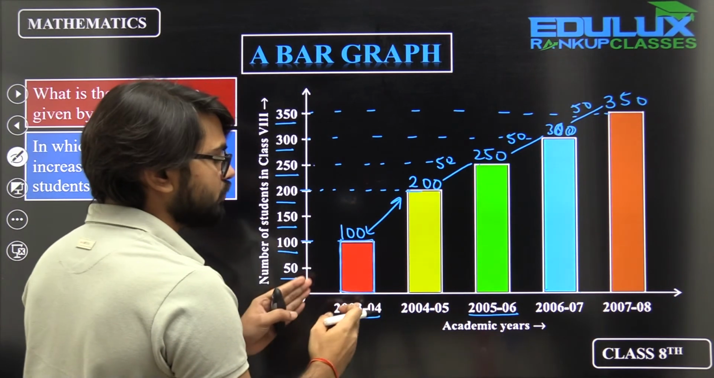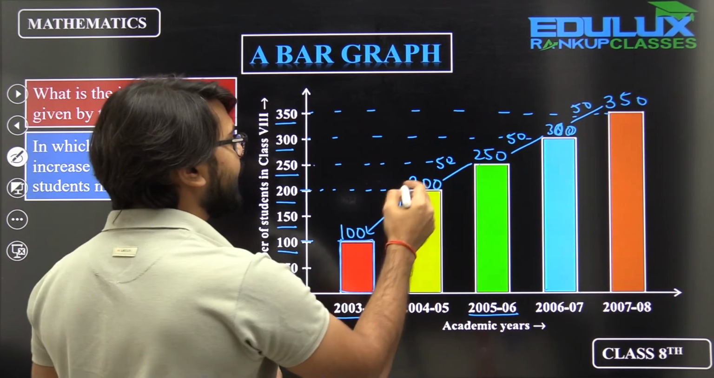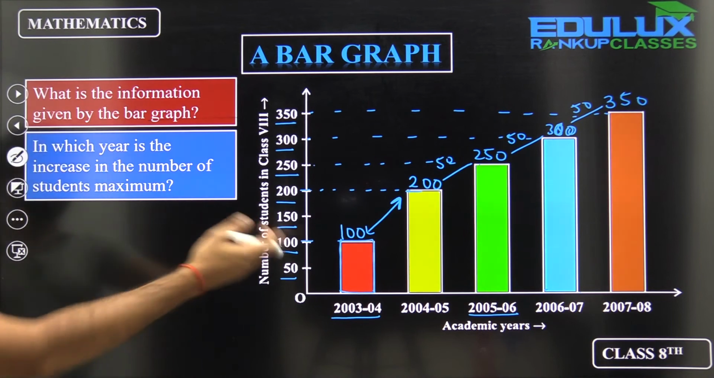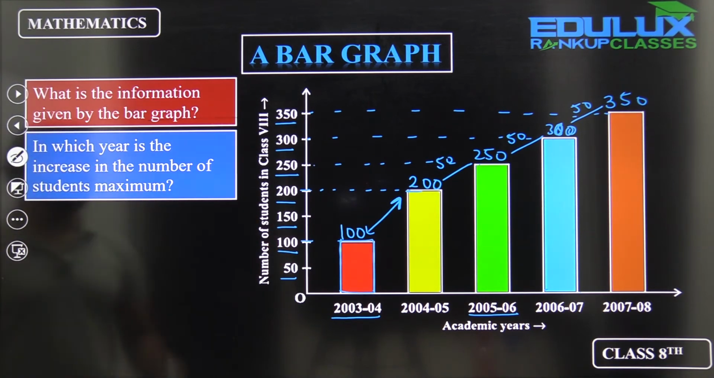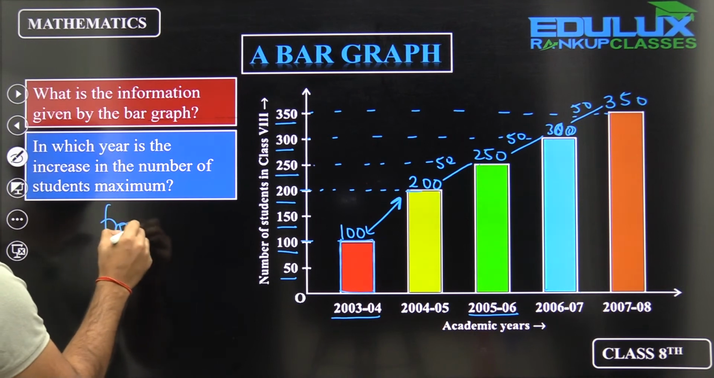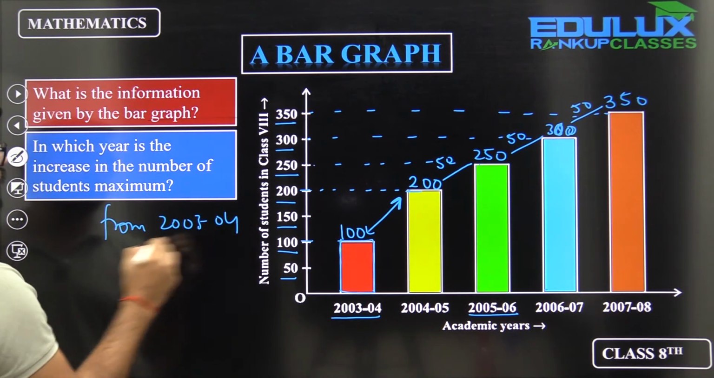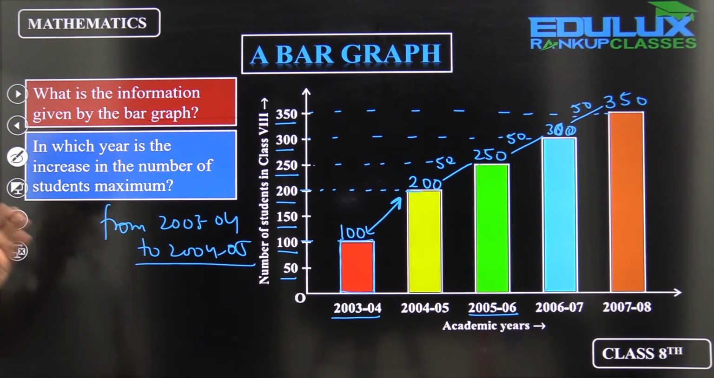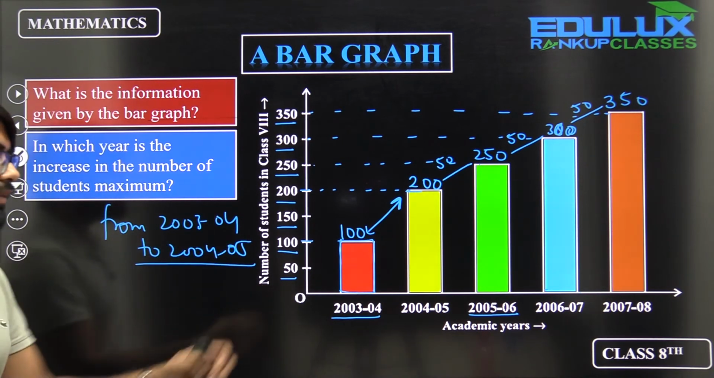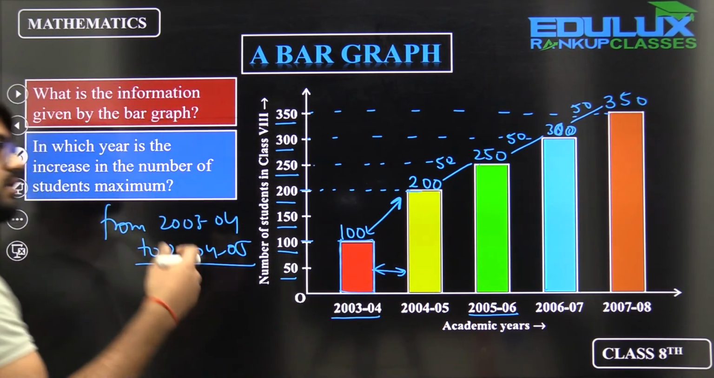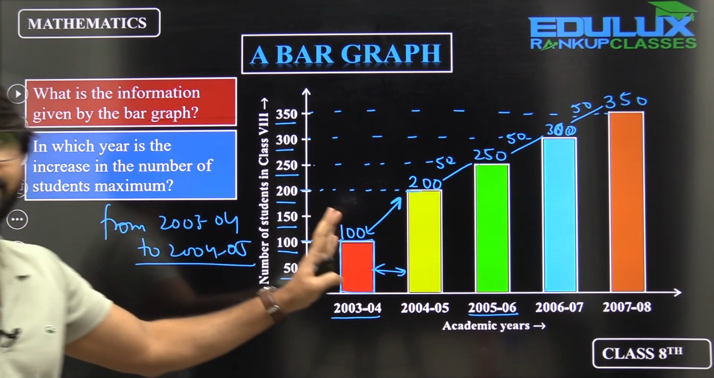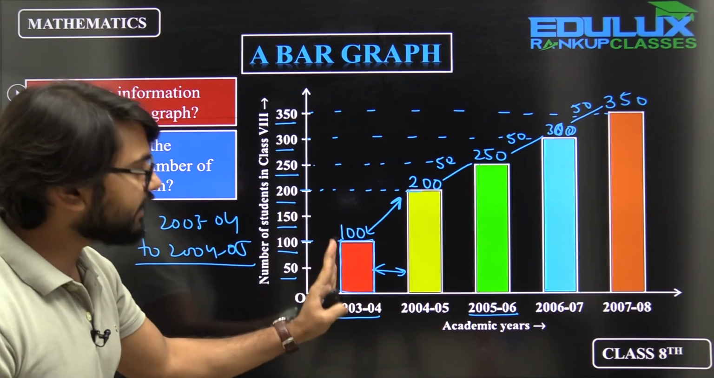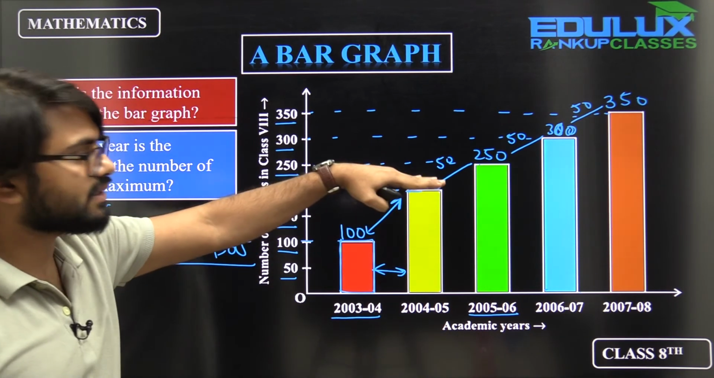From 2003-4 to 2004-5 we have an increase of 100 students, so we can tell in which year the increase is maximum: from 2003-4 to 2004-5, the increase was maximum. We have told this just by looking at the graph. The height of this bar is minimum, and comparing this bar to this bar, we can see the increase is the largest.